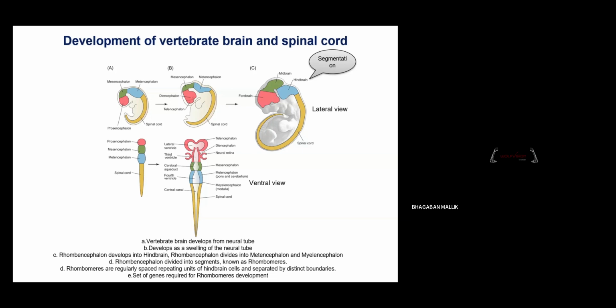Each segment is called a rhombomere, or each unit in the rhombencephalon is called a rhombomere. And as I mentioned earlier, the rhombencephalon is divided into two parts. One is the metencephalon, another is the myelencephalon. Okay, and a set of genes is required for rhombomere development. So the rhombencephalon is segmented, and you have rhombomeres, and each set of genes is required for the rhombomere development. I'll be talking about that soon.